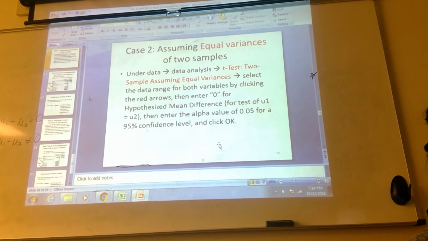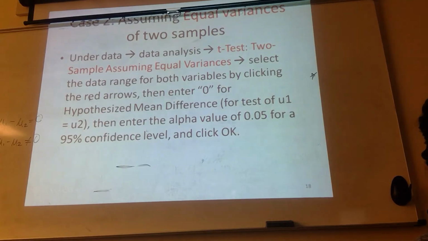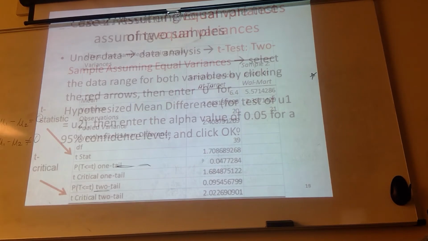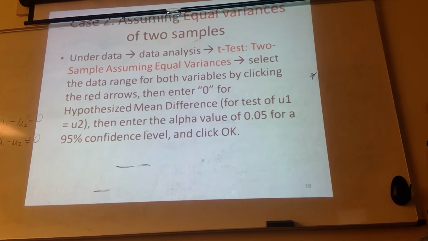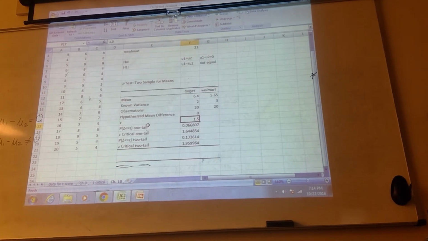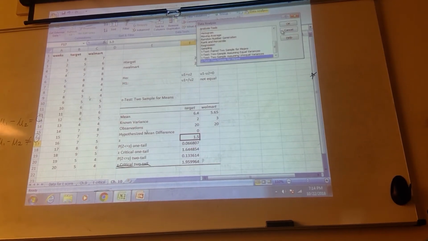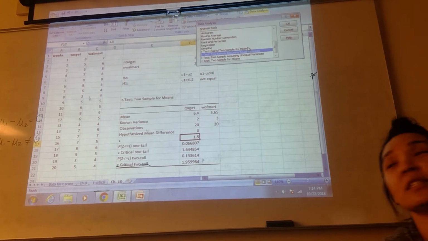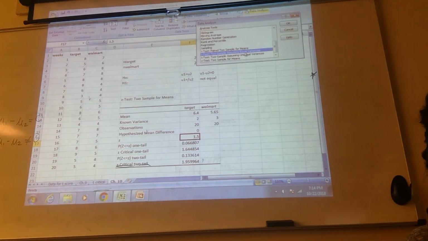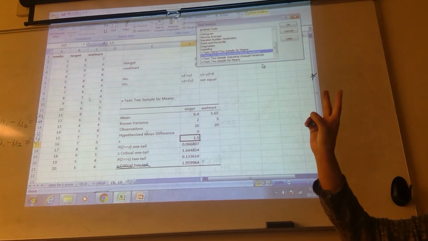Okay, now we're going to do case 2. Under the data analysis, we're going to do the t-test assuming equal variances. We're going to select the data range for both and enter 0 for hypothesized mean difference. Let's do it for the same set of data. We already did a t-test before, but now we're going to do a different test: the t-test assuming equal variances. We're doing case 2.